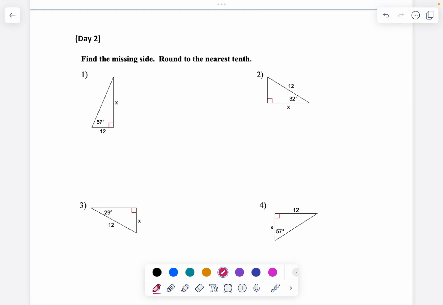All right, today we are still going to be using SOHCAHTOA. I'm going to put it up here on the top. We're going to use our trigonometry to help us find a missing side. For example, if we look at number 1 here, notice we have this angle right here, 67 degrees.